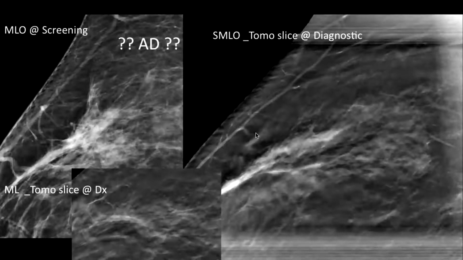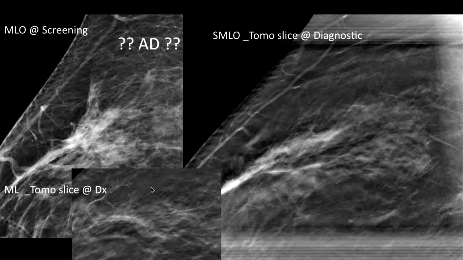Okay, so again, we see this quite commonly, particularly in these areas where we're going to get the Cooper's ligaments kind of on the side. This was called back for possible architectural distortion. These are the TOMO slices of it, the respective MLO on TOMO. And again, this is why distortion on TOMO is getting to be so hard, because we're actually seeing these individual lines between the fibroglandular tissue and the fat.